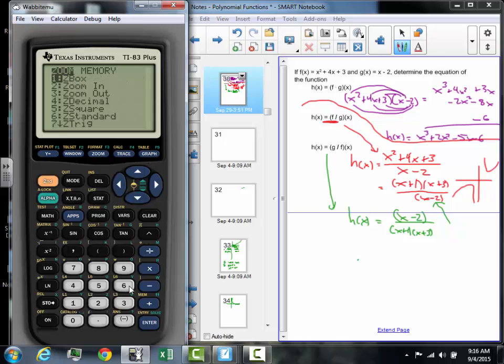And I'm just going to go back to a 10 by 10 graph. Maybe you get something like what I have here. Again, you probably don't have these vertical lines. Those vertical lines are asymptotes.